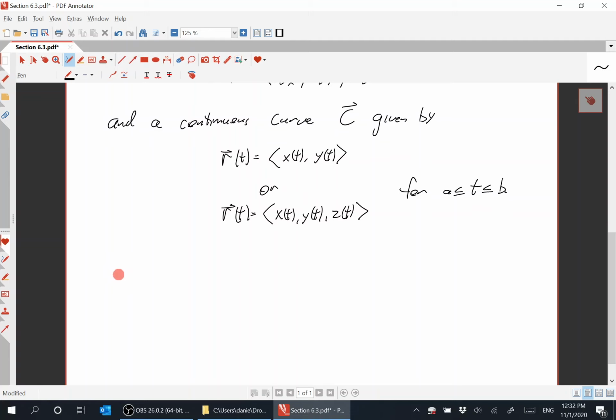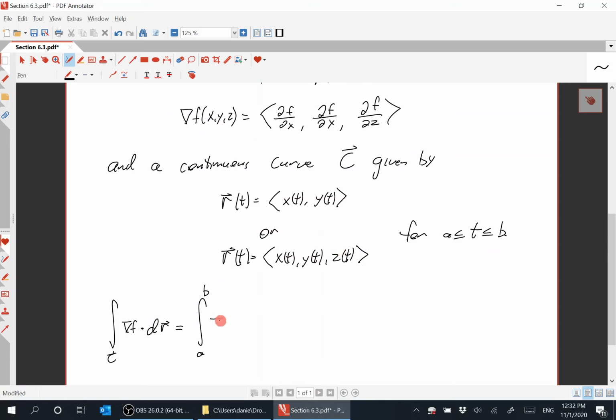All right, by definition, the line integral over C of the gradient vector field dot dr is equal to the integral from a to b of the gradient vector field at r of t, whatever that might be, dot r prime of t dt.